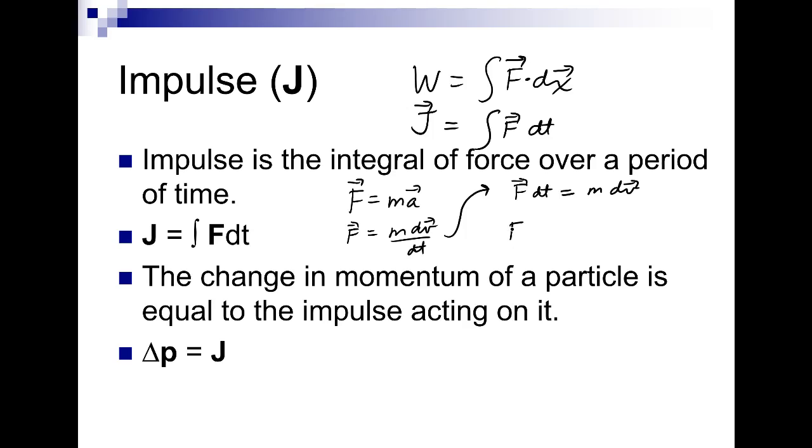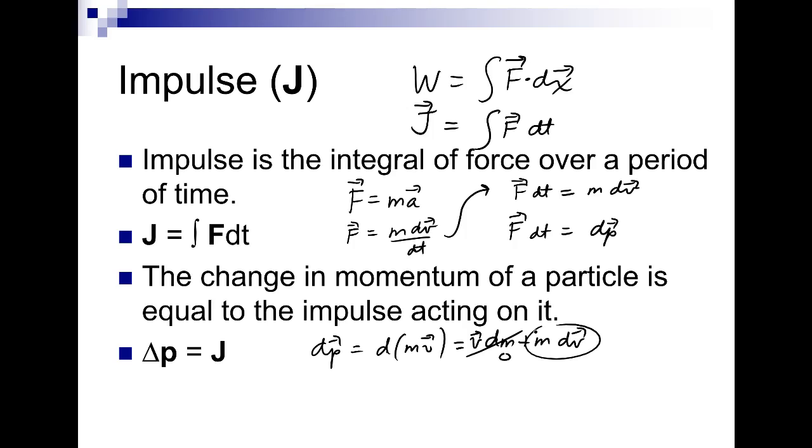So on this side we have f dt, but on the right side m dv could be dp, where dp is the change in momentum. Now technically dp is d(mv), so it's actually a chain rule. It's v dm plus m dv. But at least for right now, we're assuming that dm is 0, that the mass of the system isn't changing, so that means that it's just m dv.